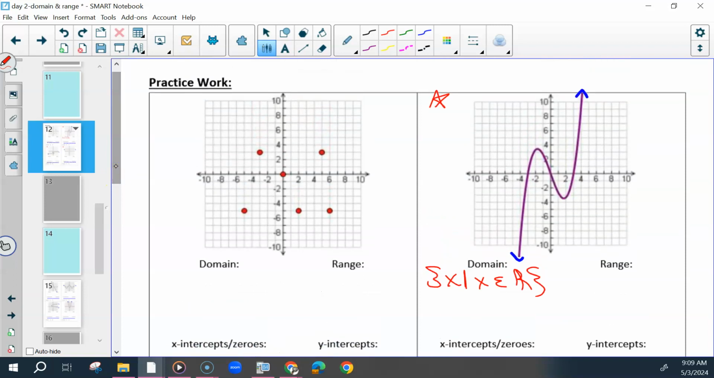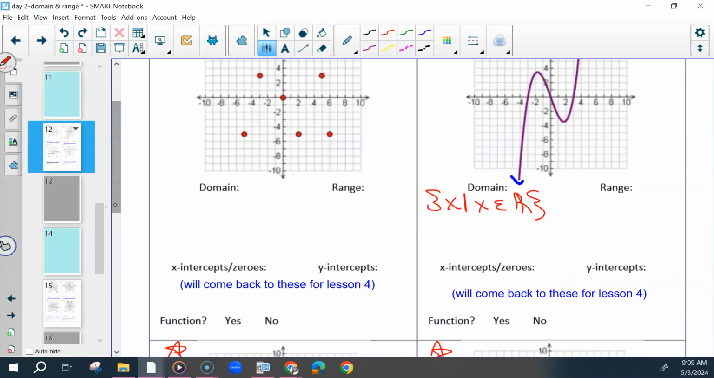What about the range? What would that be? It would be the same thing. It keeps going down, it keeps going up.